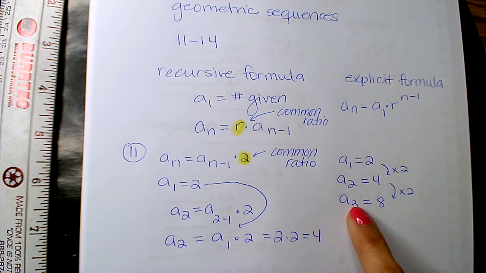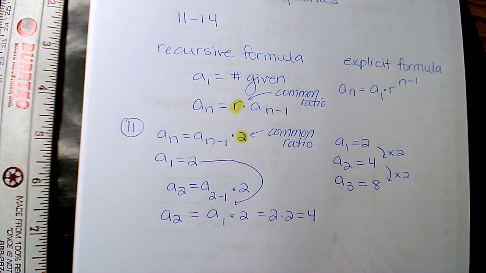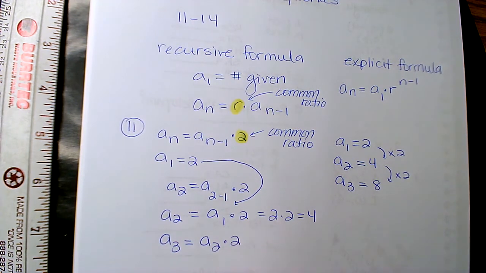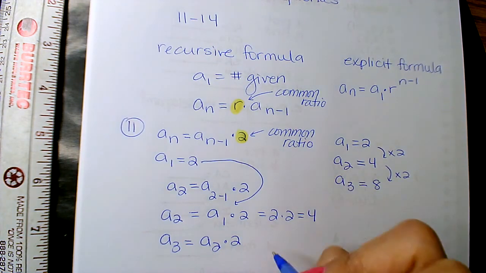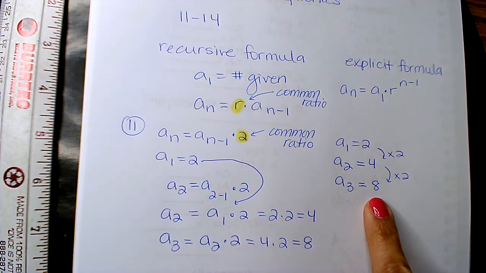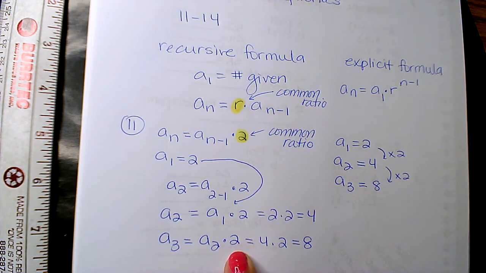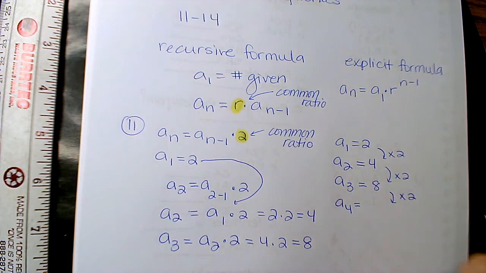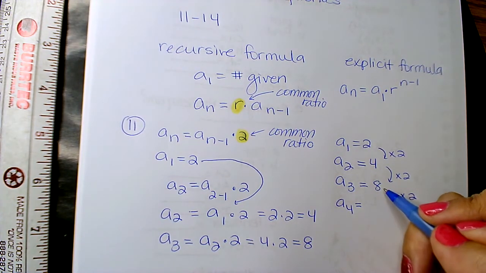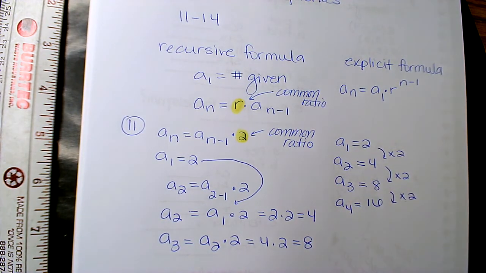Okay, so if I wanted to prove A3, the third term, well, I'm going to use the second term times my common ratio 2. So if I know the second term is the value 4, well, what's 4 times 2? 8, and so there's my 8. So you should be able to substitute into the recursive formula. But you should also understand when they give you the common ratio, that is what you are multiplying. The product is that times the prior term. So it's 8 times 2, 16.